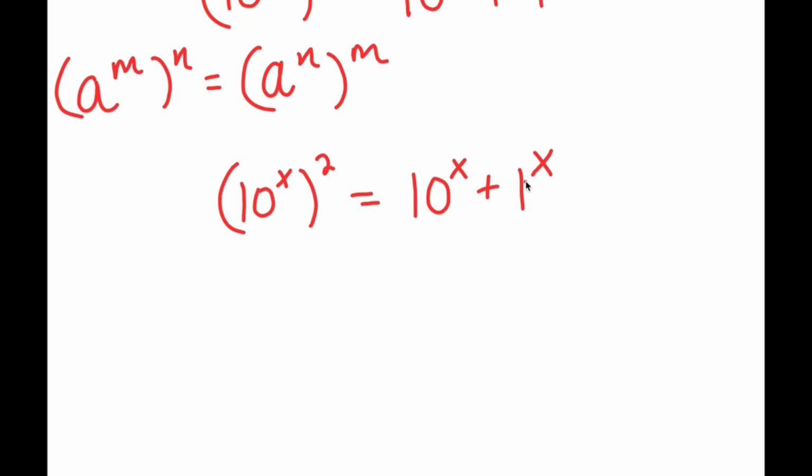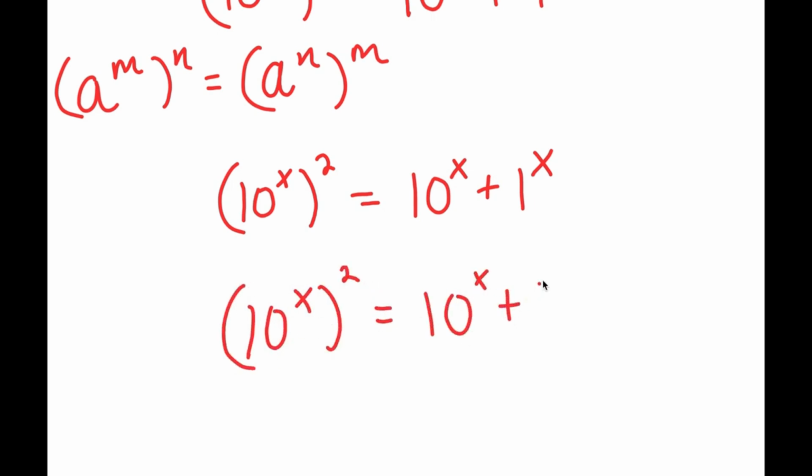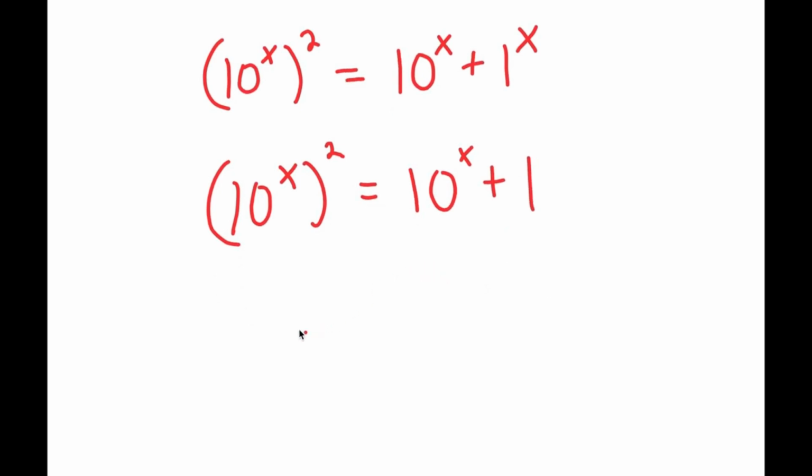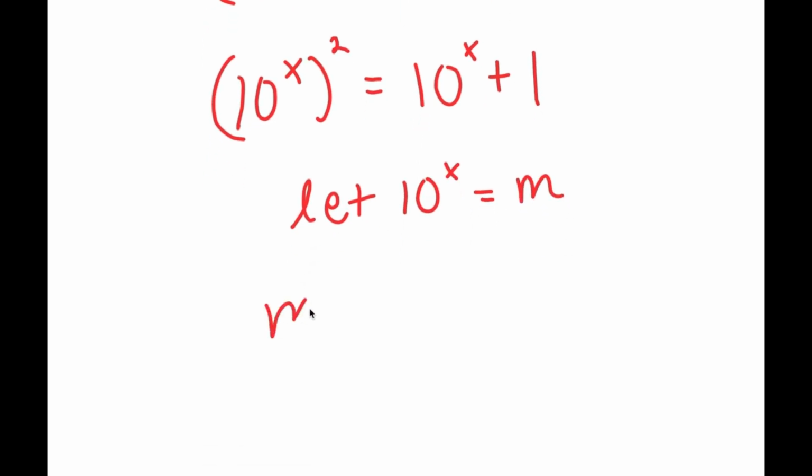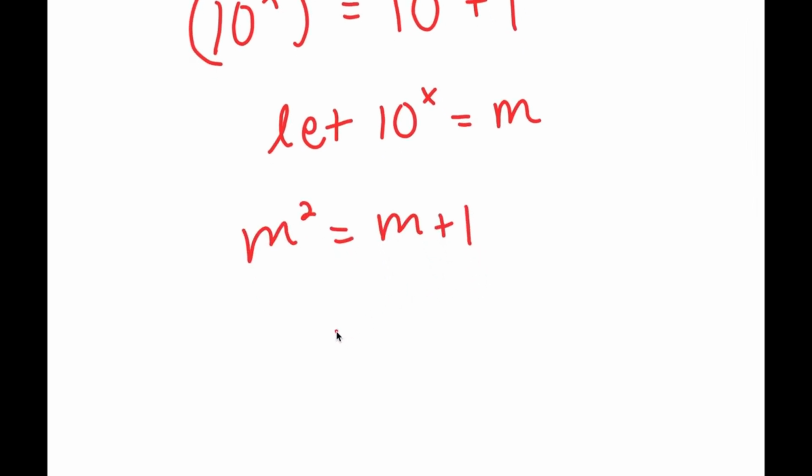Now, if I have something in the form 1 to the power of any number, it is just going to be 1. So we can just get rid of this x as an exponent because it won't really change anything. So now I have 10 to the power of x squared is equal to 10 to the power of x plus 1. And now from here, I'm going to let 10 to the power of x equal to the variable m. So now I have m squared is equal to m plus 1. And this turns into m squared minus m minus 1 is equal to 0.